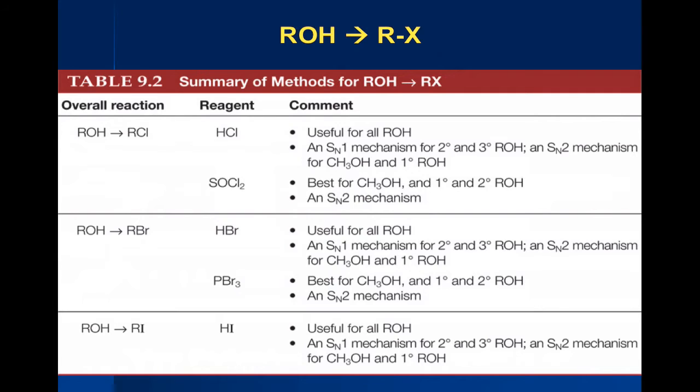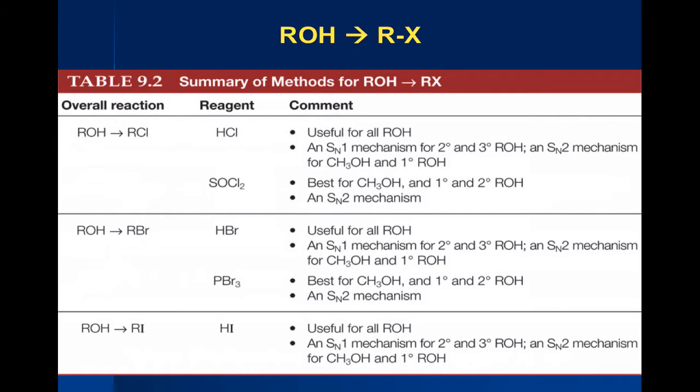It's an SN1 mechanism for secondary and tertiary alcohols, and it is an SN2 mechanism for methanol and primary alcohols. And it's this situation right here where you'd want to add zinc chloride. You'd want to use Lucas reagent. Thionyl chloride works really well for everything but tertiary alcohols, because again the chloride has to come in an SN2-type mechanism, and so it will work very well for these, but not so much for your tertiary alcohols.